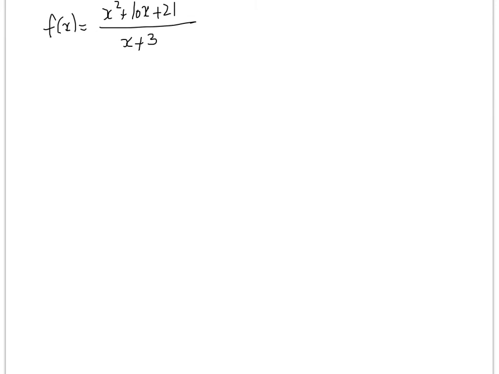In the next example, we have to determine the equivalent expression to f of x equal to x squared plus 10x plus 21 over x plus 3. Again, I'm going to write the numerator in factored form. Since the leading coefficient is 1, I'm going to use sum and product. I'm going to find two numbers with the product 21 and the sum 10. Those two numbers are 3 and 7.